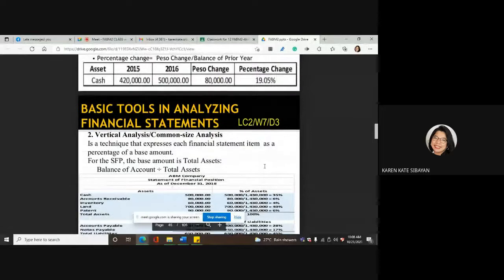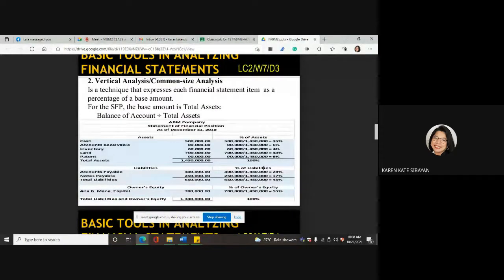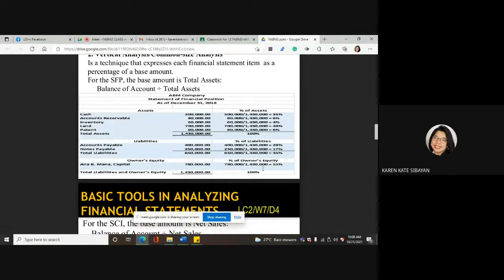So, another analysis or another tool in analyzing financial statements is the vertical analysis or the common size analysis. It is a technique that expresses financial statement items as a percentage of a base amount. For the SFP, the base amount is of course the total assets. So, balance of account divided by total assets.